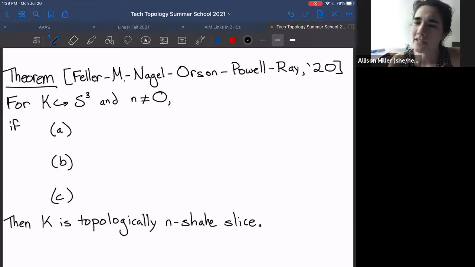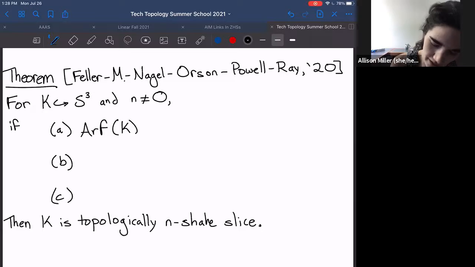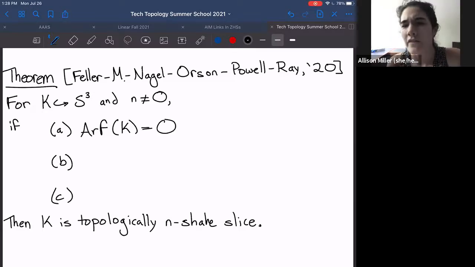It's going to give some algebraic, very computable criteria that together imply that a knot is topologically n-shaked slice. I will in a second comment on why we're restricting to n not equal to 0 here, and then tell you some more about the conditions. But first, what are the conditions? First of all, the Arf invariant of the knot should vanish. If you don't know, the Arf invariant is a Z mod 2Z valued invariant of a knot. You can compute it from the Alexander polynomial very easily. It's an invariant of the double branched cover of the knot even.